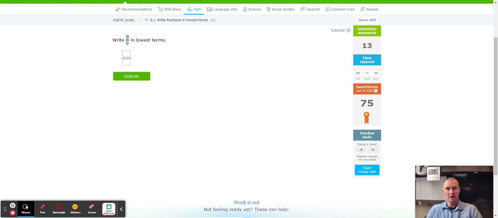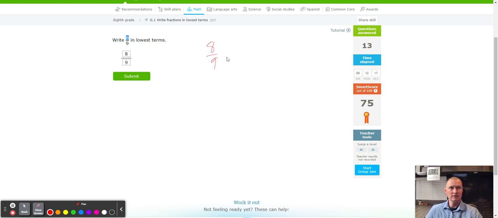8 and 9 are also in simplest form. There are no numbers that divide into both 8 and 9, because dividing by 1 doesn't do anything, and 8 cannot be divided by 3, and 9 cannot be divided by 2. So 8 over 9 is in simplest form. I'll write that one out so you can see why that works.